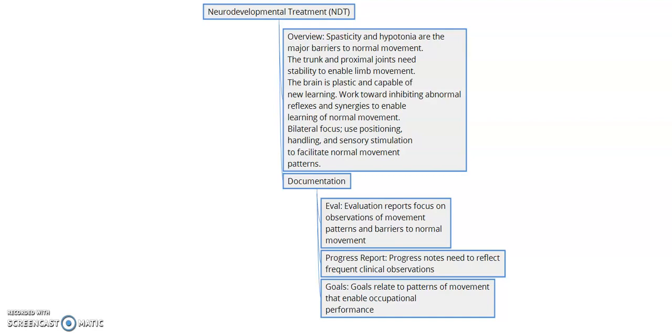In documenting under NDT, your evaluation report should focus on observations of movement patterns and barriers to normal movement, and your progress reports need to reflect frequent clinical observations about these patterns of movement and barriers to normal movement. And then your goals need to relate to the patterns of movement that enable occupational performance. So you want them to be as functional as possible.